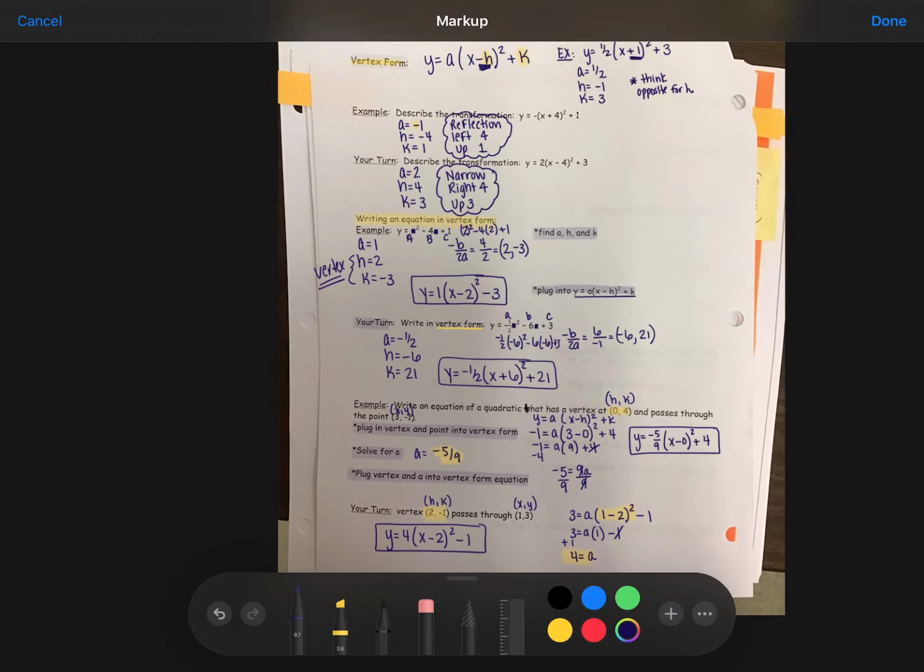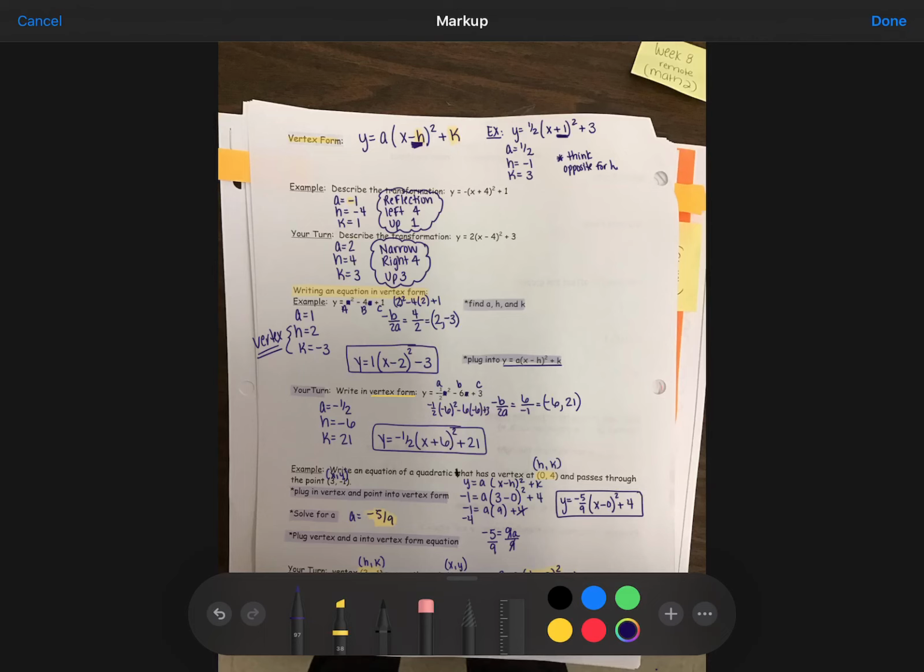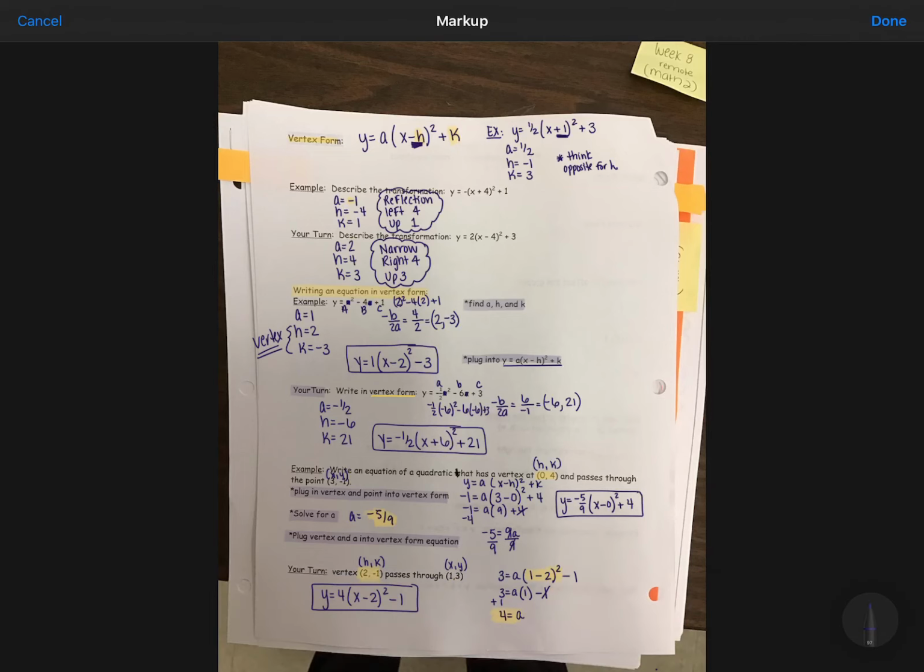All right, so recap, you should now be able to describe the transformation of a quadratic by describing a, h, and k. You can write vertex form using a, h, and k. And then if you need to take a point and a vertex, you would plug all that into vertex form, solve for a, and then plug that into vertex form again to get your answer. So just remember, to write vertex form, you need a, h, and k, and to describe a transformation, you need a, h, and k. h and k is the vertex. a is the number in front of the x squared.